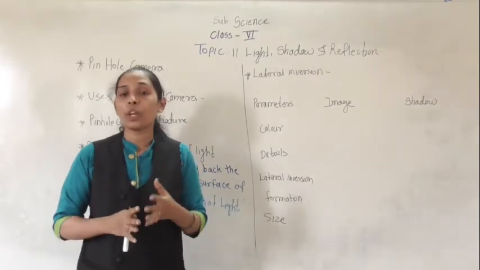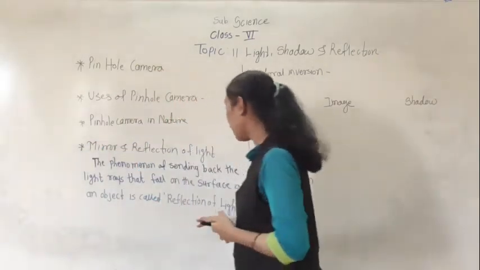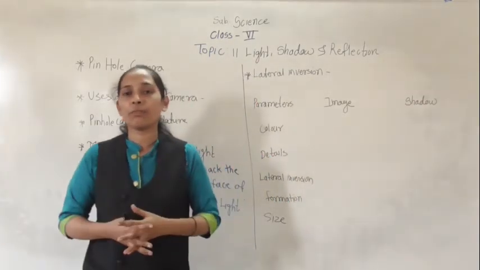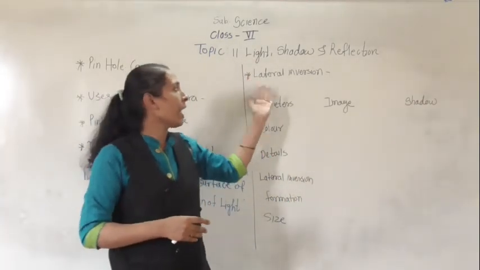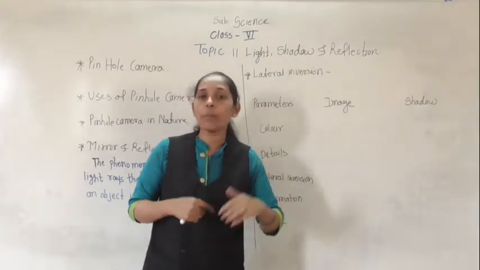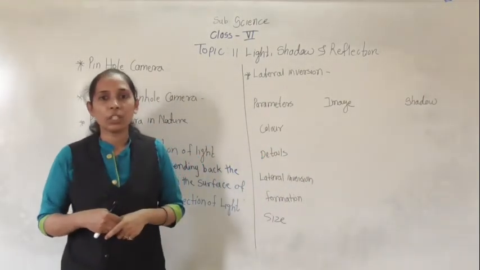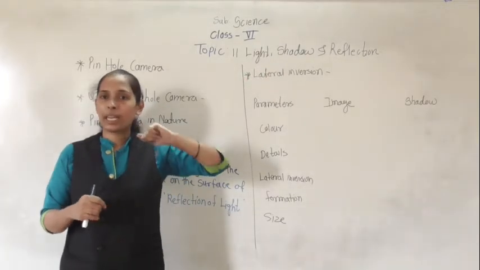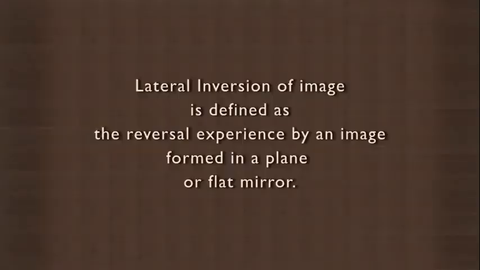Okay, so this phenomenon of the reflection of light through the plane mirror gives us one more interesting phenomenon, which is called what? Lateral inversion. Okay, so what is meant by lateral inversion? We are going to discuss this through this activity. So let's see this activity. Lateral inversion of image is defined as the reversal experienced by an image formed in a plane or flat mirror.